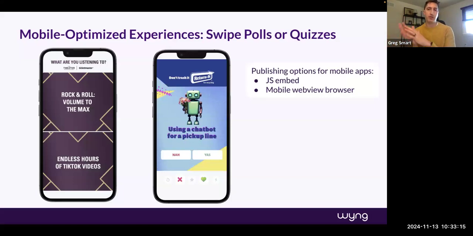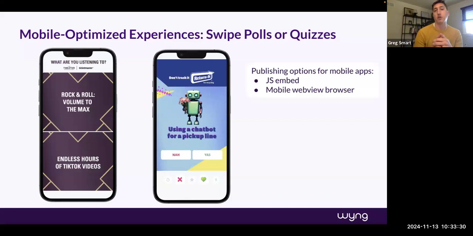Alternatively, if your mobile app does not support JS embeds, we have instructions for how to deploy it as a mobile web view browser as well. So if you are interested in that, we can pull that documentation for you and show you what that setup looks like.